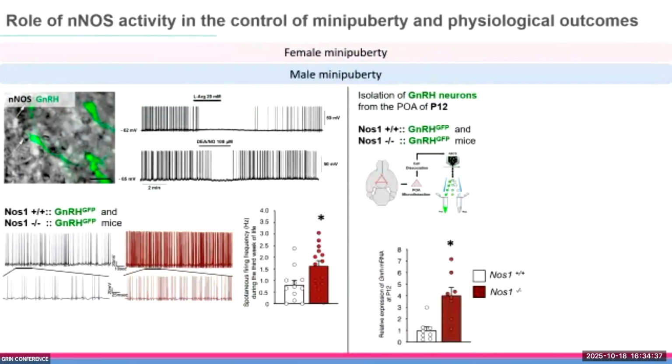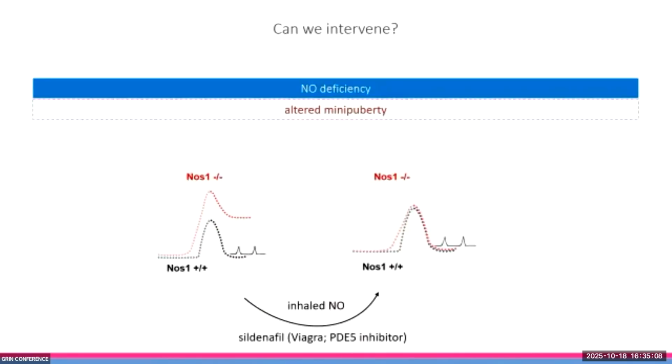And when we checked what is happening in the transcription of the peptide, we saw once more the same type of pattern, meaning that the absence of nitric oxide was increasing by a lot the mRNA expression of GnRH. So everything corresponds to this exacerbated profile of mini-puberty, with the neuronal form of nitric oxide being able to control not only the electrical activity of the GnRH neurons, but also the transcription of GnRH per se.